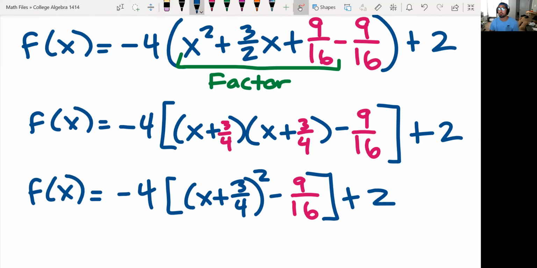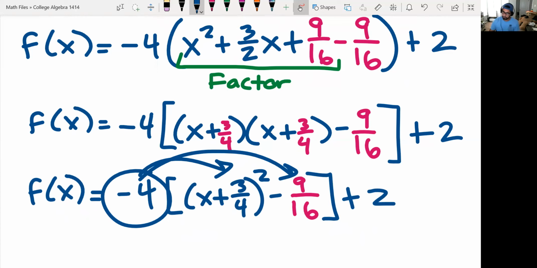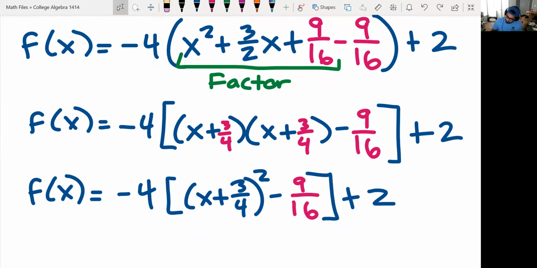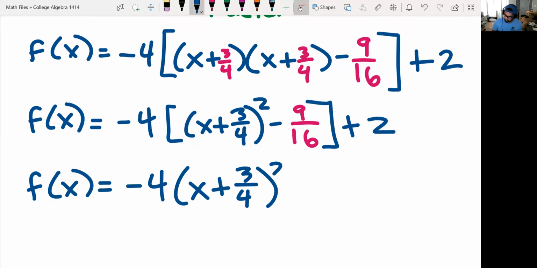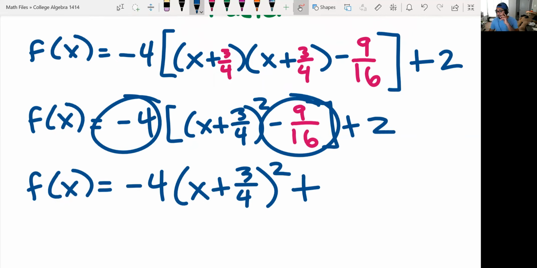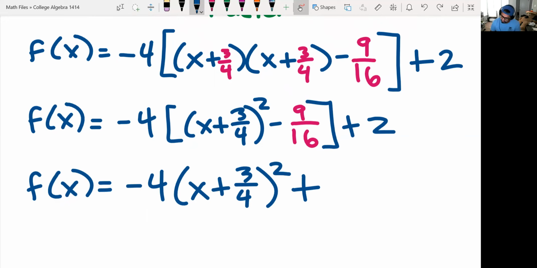Plus 2. Okay. Take this -4 and distribute. And f of x equals -4 times x plus 3/4 squared plus -4 times -9/16. So that's going to be a plus, right? And -4 times -9/16 should give me a positive 9/4 plus 2. 9/4 plus 2. 4, that's 1. That's 4, that's good. And one final cleanup.